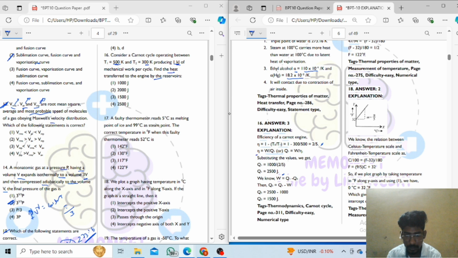A faulty thermometer reads 5 degrees Celsius as the melting point of ice and 90 degrees as the steam point. This is generally 0 degrees Celsius, and this is 100 degrees Celsius. What is the correct temperature F when the faulty thermometer reads 52 degrees Celsius? There is a formula that is given by C by 5 equals F minus 32 by 9. Okay, this 32 is nothing but the lower limit of the thermometer.